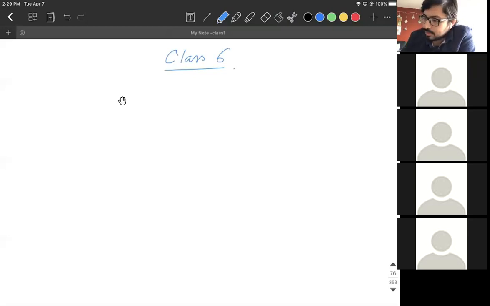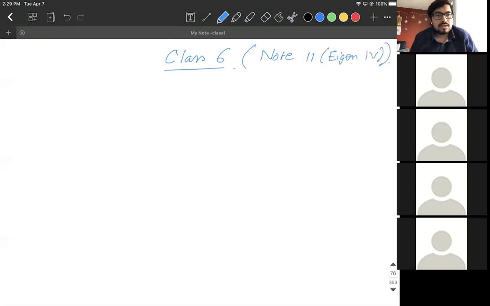Okay, so the first problem, so we are now in note 11, that's what I said, right? Note 11. So this is eigen 4. And we are solving problem 2.5. Why I named it 2.5, I don't know. Maybe because it's in between 2 and 3. So I added it later. Anyway, so this is 2.5.